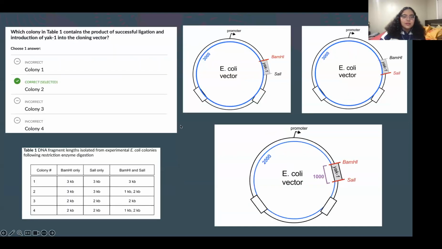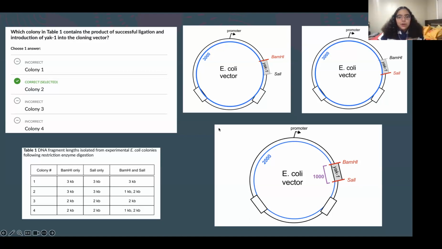All right, and then this is the 5th question, I think. Does anyone want to explain if anyone got colony 2? Okay, if not, no worries. So I pasted the table in because that's what it's talking about. Basically, if you cut with only one restriction enzyme, you'll get one DNA strand, and the entire cloning vector is 3 kilobases long, including YAC1, and then the YAC1 is 1 kb.